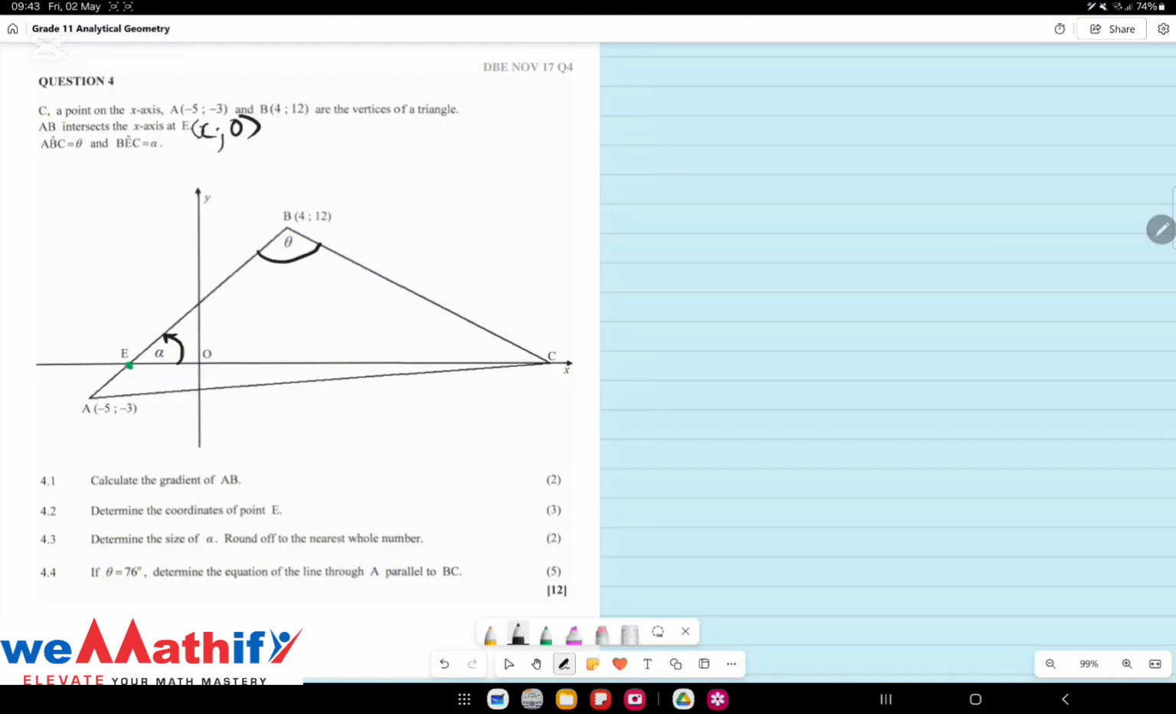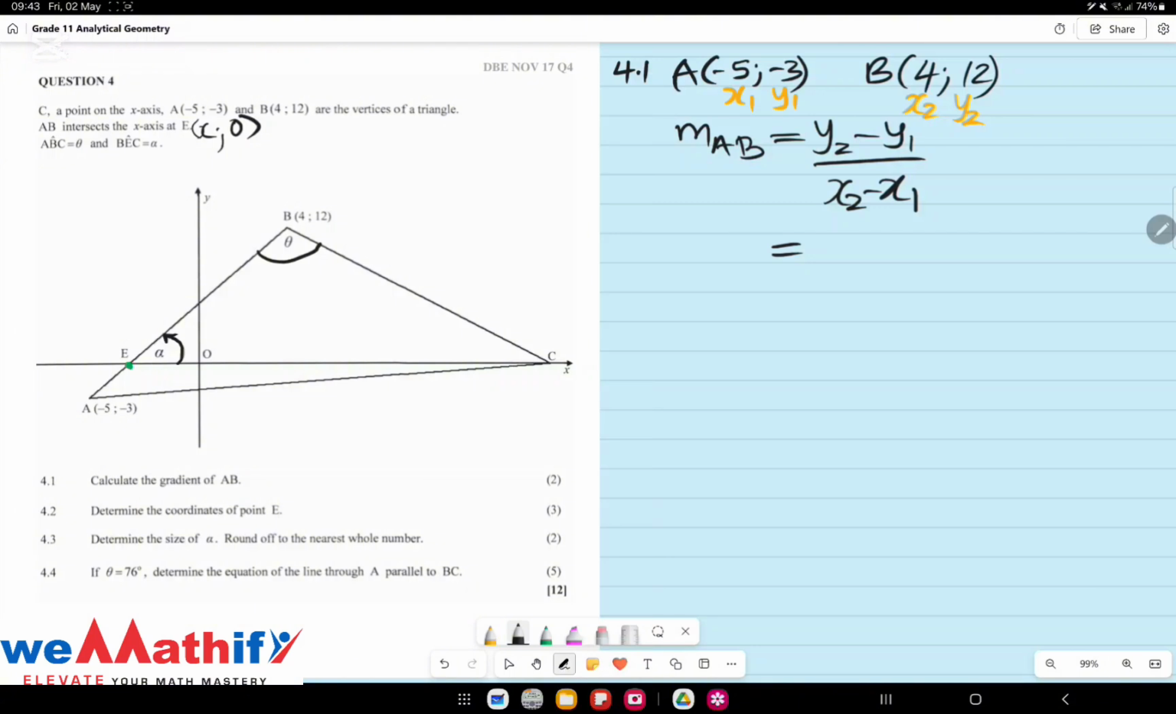Calculate the gradient of AB. Evidently, we have the coordinates of both A and B. Let's label these coordinates and write down the gradient formula. Now let's substitute and calculate. There you go, the gradient of AB.